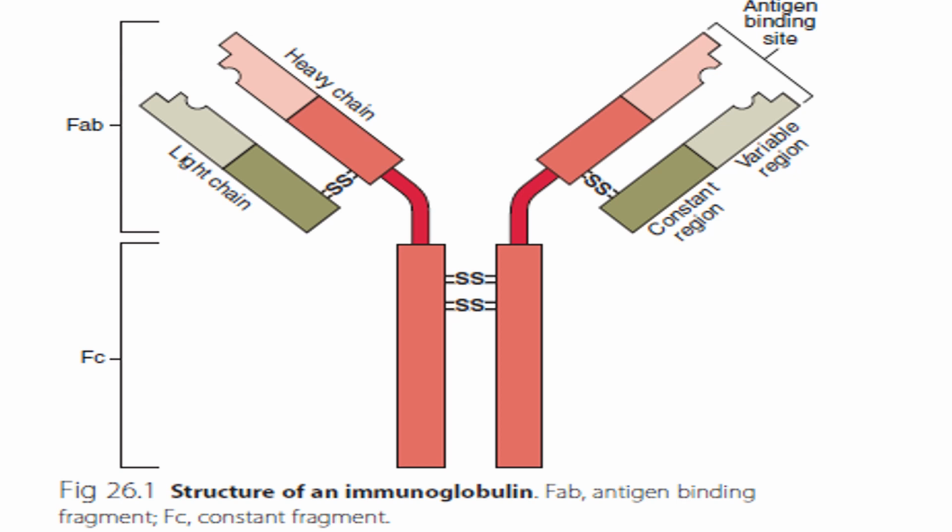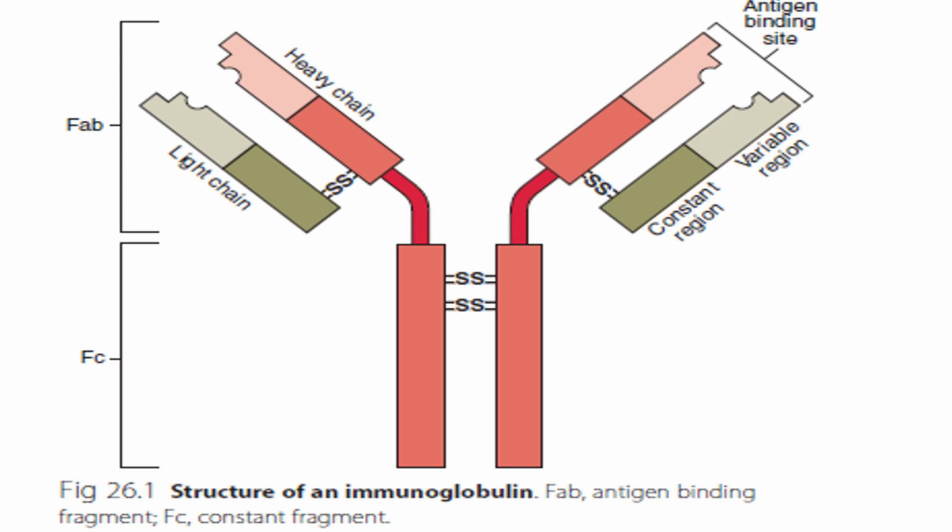Now 5 different types of heavy chains exist, and these heavy chains determine the class of the immunoglobulins. Heavy chains can be alpha, gamma, delta, mu and epsilon, whereas the light chain has only two varieties, either kappa or lambda.